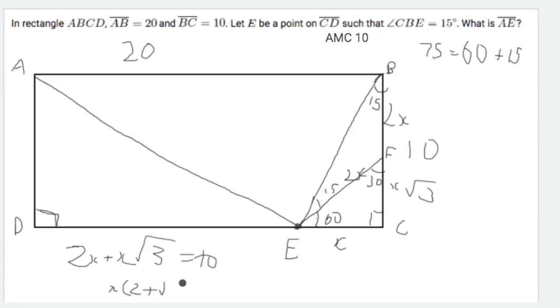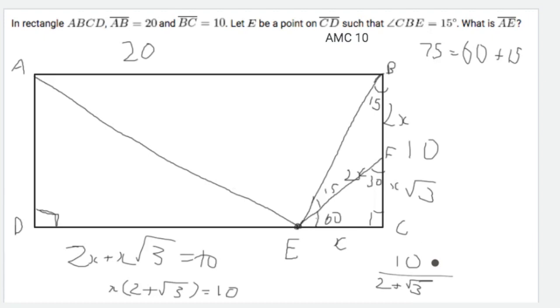Plus the square root of 3 equals 10. Now we divide by 2 plus square root of 3 on both sides. After you divide both sides, you get x equals 10 over 2 plus square root of 3. And now we're going to rationalize it.